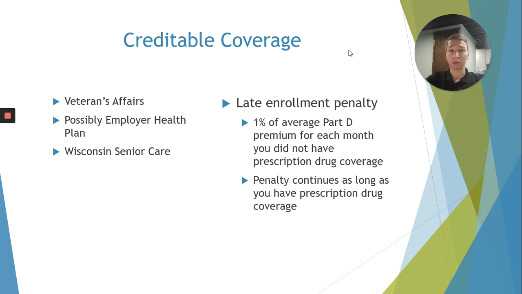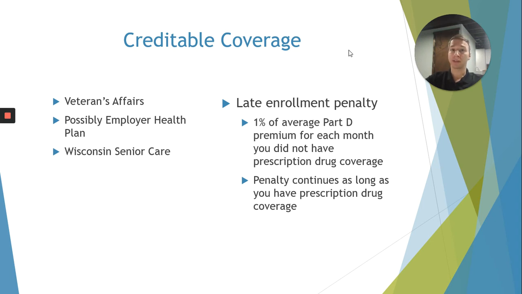Because if you do not take a drug plan and you do not have creditable coverage, if you do decide to sign up later, you could have a late enrollment penalty. And that penalty adds up. It's 1% of the average cost of the nationwide Part D plan for each month that you don't have coverage. So if you go a full year without having coverage, that means it's 12 months, 12% added. And it's not a one-time fee or penalty. You pay that each month as long as you continue to have prescription drug coverage.